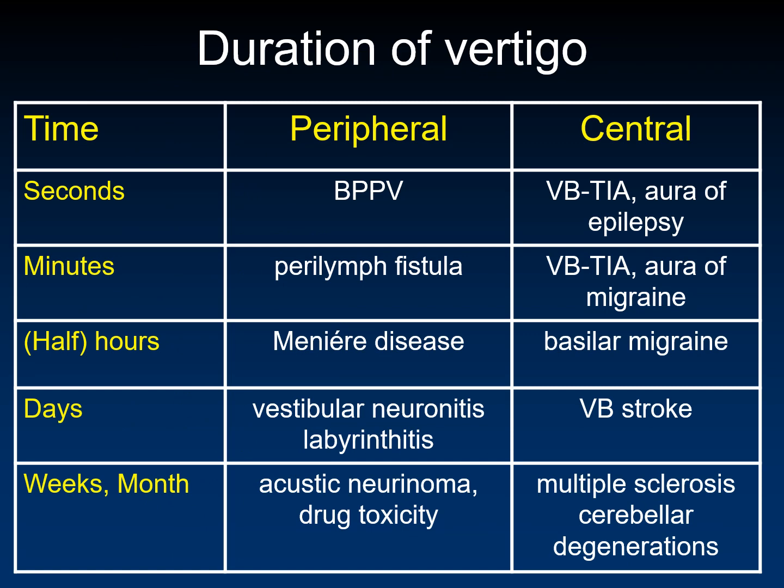Duration of vertigo and whether it is peripheral or central. Seconds: BPPV, and central; aura of epilepsy, minutes; perilymph fistula or VBTIA, aura of migraines, half hour; Meniere disease, basilar migraines in central, days; vestibular neuritis, labyrinthitis, VB stroke, weeks or months; acoustic neuroma, drug toxicity, multiple sclerosis, cerebellar degeneration.